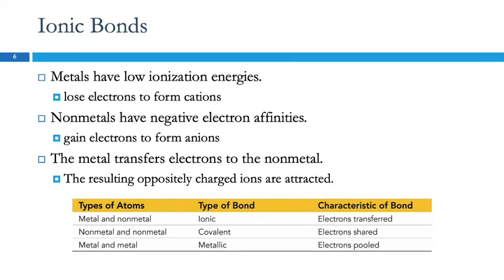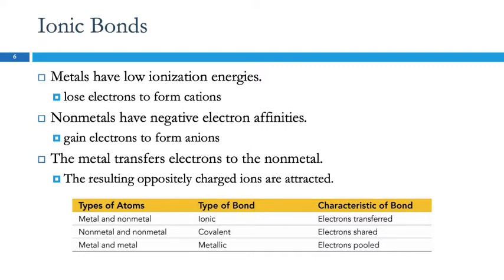So the first type of bond we'll talk about are ionic bonds. We talked about ionization energies, and metals have low ionization energies, which means it is fairly easy for them to lose an electron. When they do that, they become cations. Nonmetals have negative electron affinities, meaning that if you give them an electron, they release energy. And so that's a favorable thing as well. Nonmetals form anions by gaining electrons.